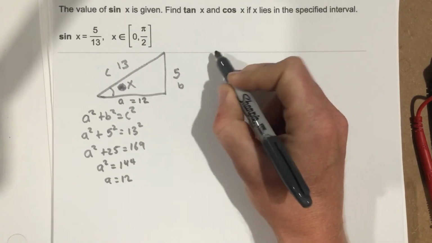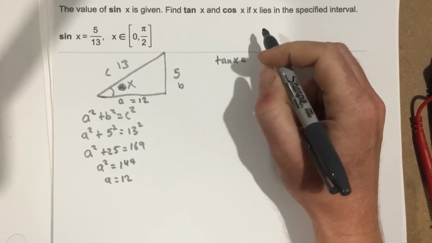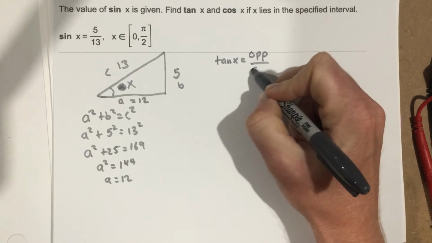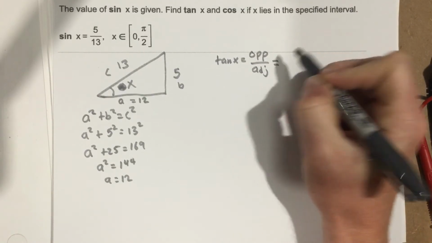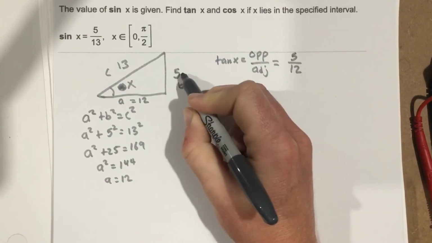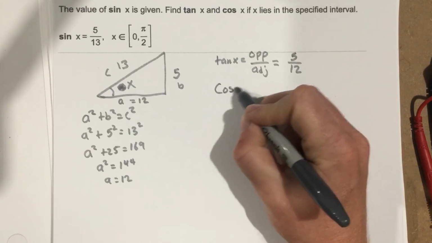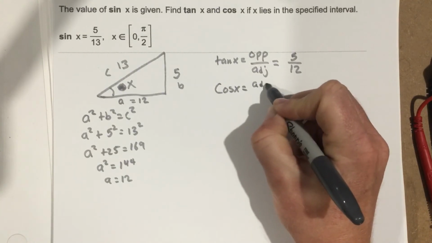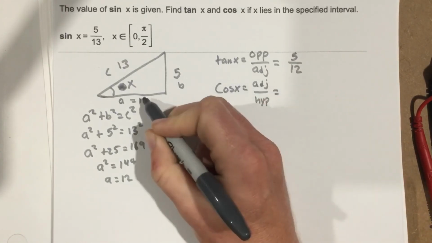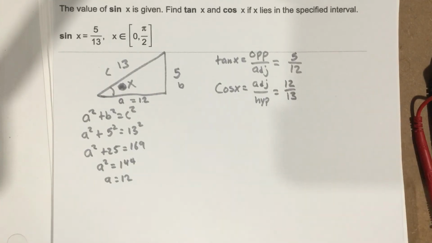So that means that tan x, we know tan x is the opposite over adjacent, which means that we have 5 over 12. Opposite over the adjacent. And then we know that cosine x is the adjacent over the hypotenuse. Adjacent side's 12, hypotenuse is 13, so we get 12 over 13 for the solution there.